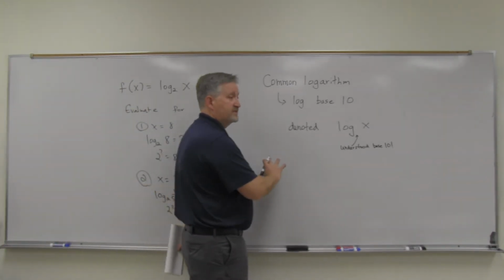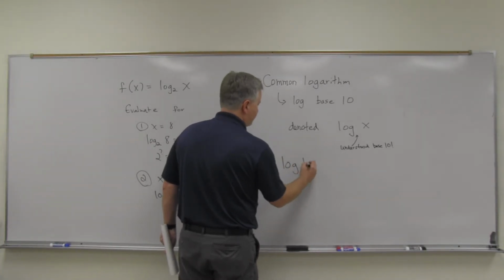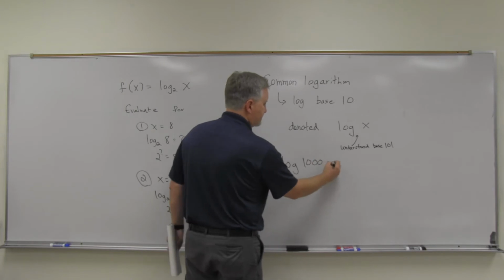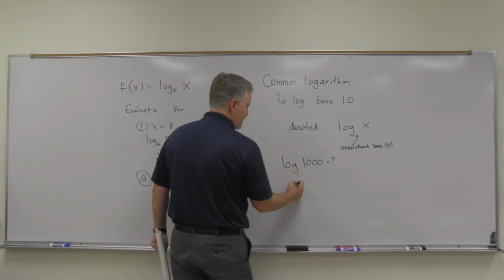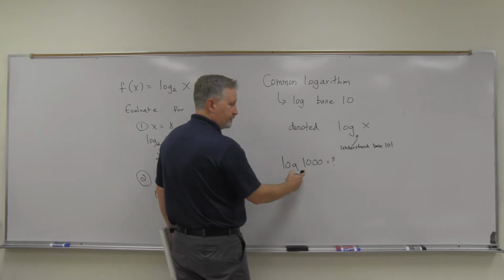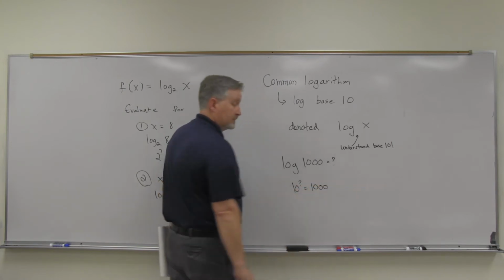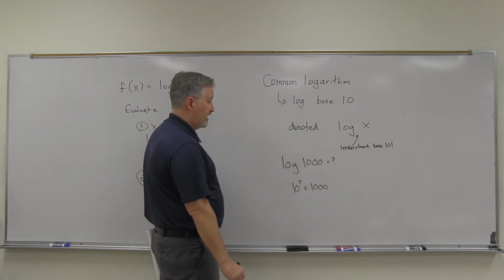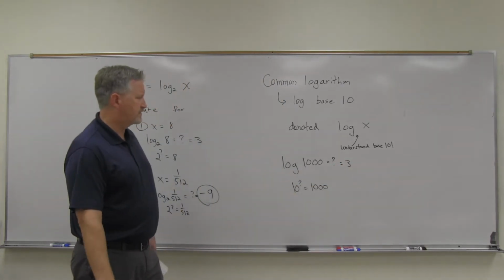So if I've got log of 1,000, that one's doable by hand, because there's no base there, so it's base 10. 10 to what power is 1,000? Third power, isn't it? 10 to the third gives me 1,000. So that's 3.